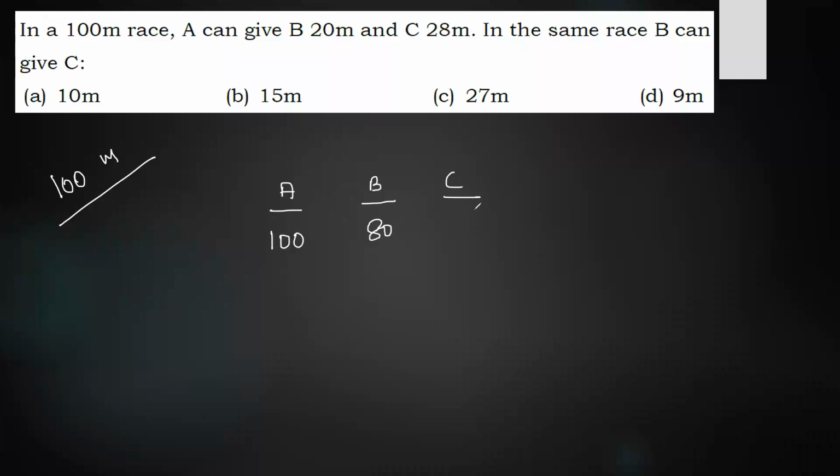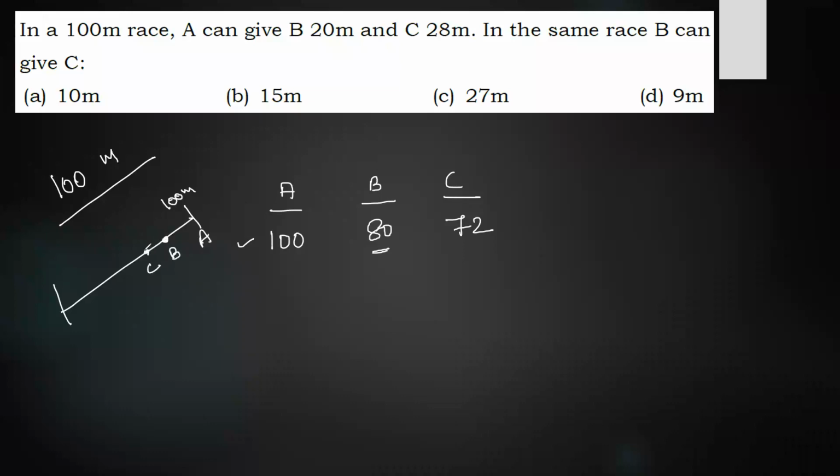Listen carefully. A, B, C, right? In a 100 meter race, A gives B 20, which means if A reaches 100 meters, B runs only 80 meters. At the same time, C runs only 72 meters. This is the meaning here.